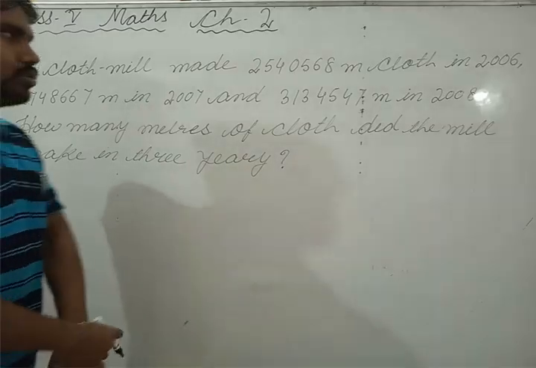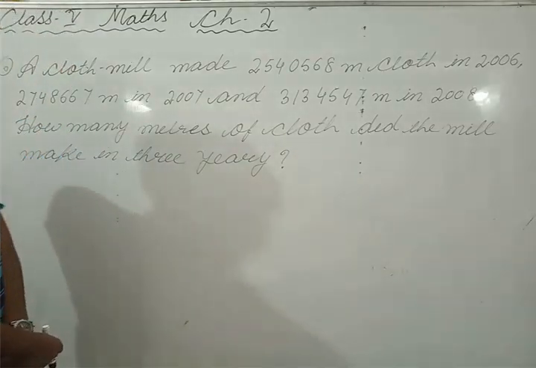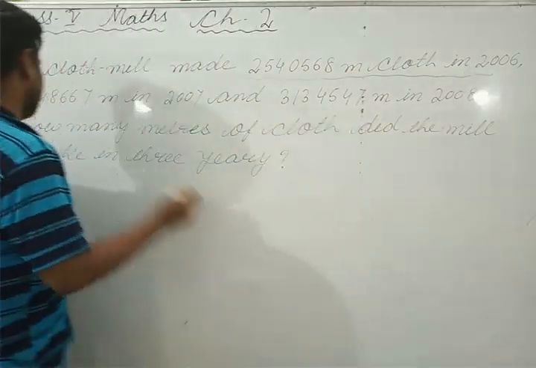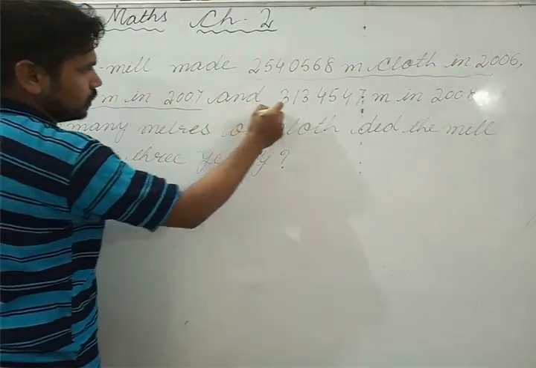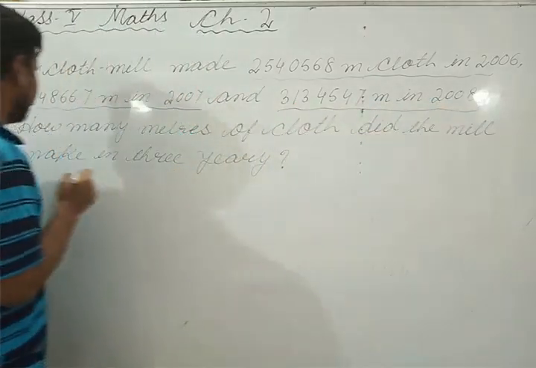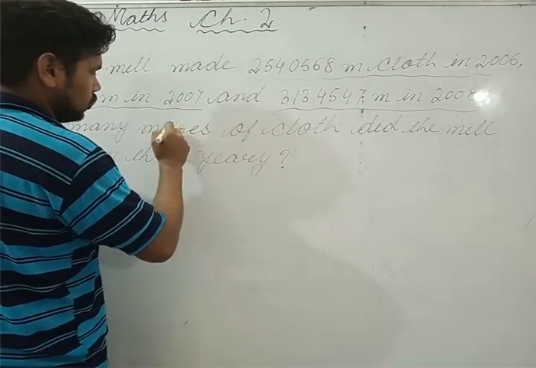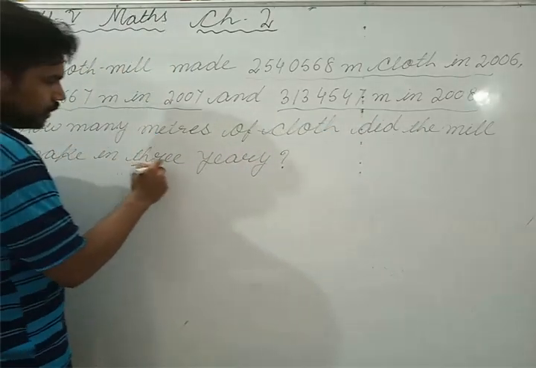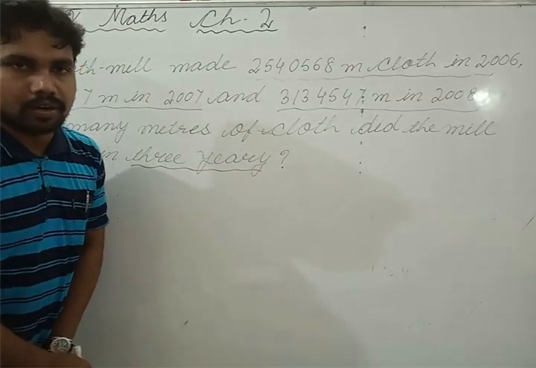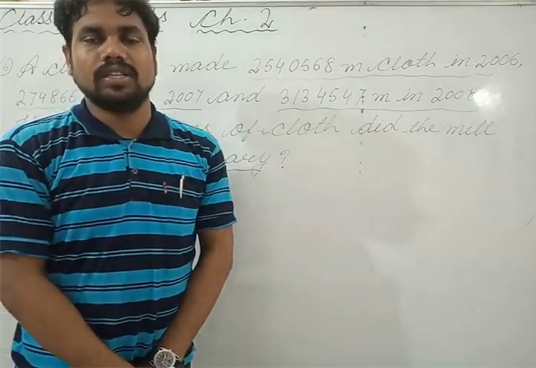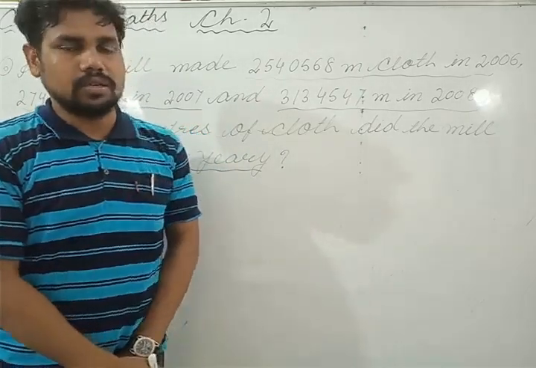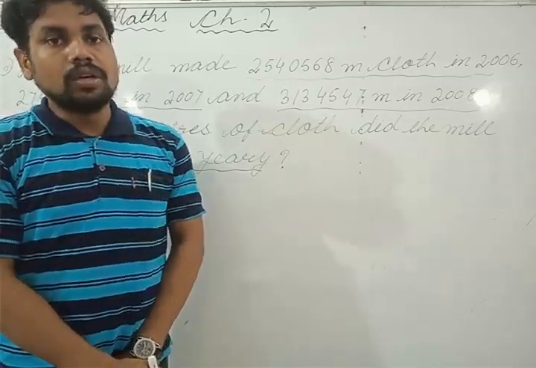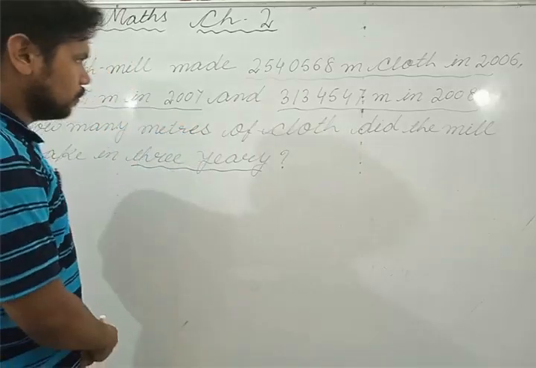Question number 6 is also a word problem which we have: a cloth mill made this much of meter cloth in 2006, this much of meter in 2007 and this much in 2008. So how many meters of cloth did the mill make in 3 years? So here also you have to find the total production of these 3 years. The production of each year is given, so very simply you can say that this is also addition. Okay, so let's arrange the numbers and add.